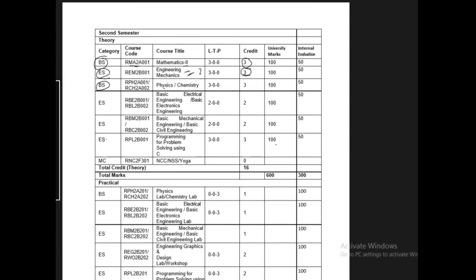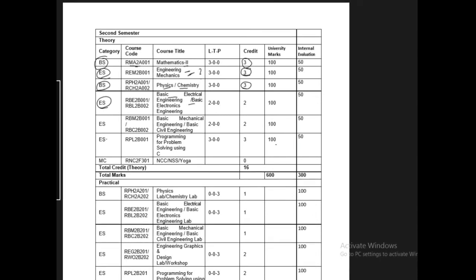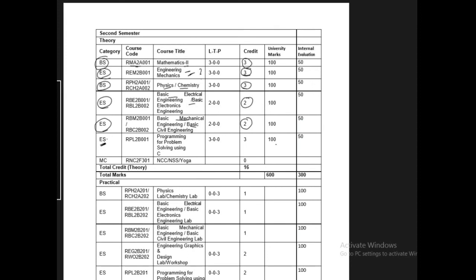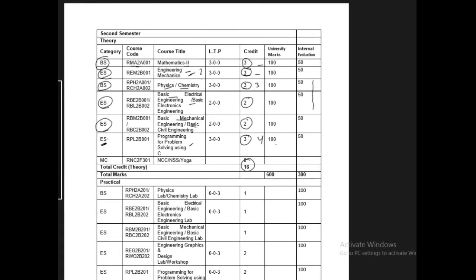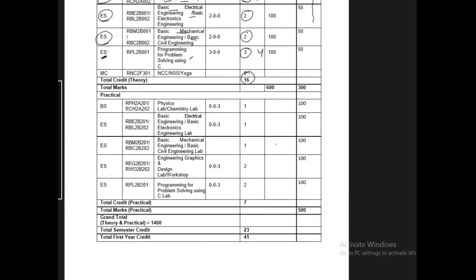Then in basic science courses, you have physics or chemistry. In engineering science you have basic electrical or basic electronics, having credit 2. Then again engineering science courses, basic mechanical or basic civil. In place of English, in the second semester you will get programming, which is credit 3. You will find four 3-credit subjects. University marks remain all the same, internal all the same. So here the theory credit point is 16, whereas in the first semester it was 12.